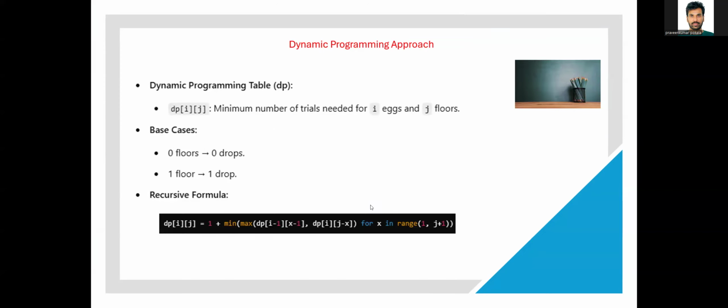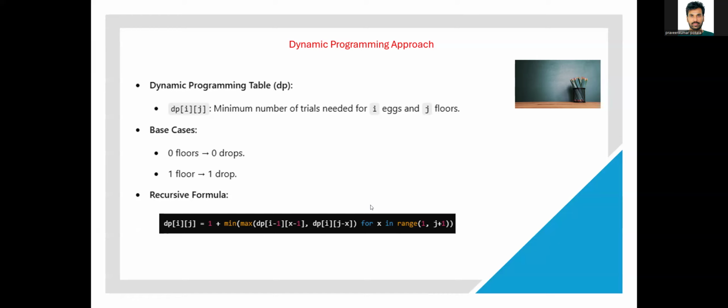So the approach is this. Here we use DP, that is dynamic programming, where each entry dp[i][j] denotes the minimum number of drops needed with i eggs and j floors. Okay, so the key is to optimize our egg drops by calculating the worst case scenario for each possible drop, taking the minimum number of trials. So here is the base case: 0 floors means 0 drops, and 1 floor means only 1 drop. So these are the base cases.